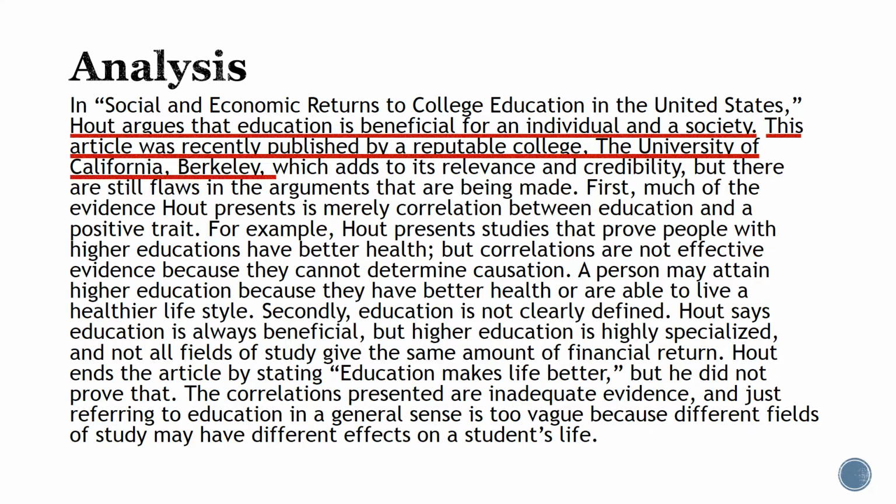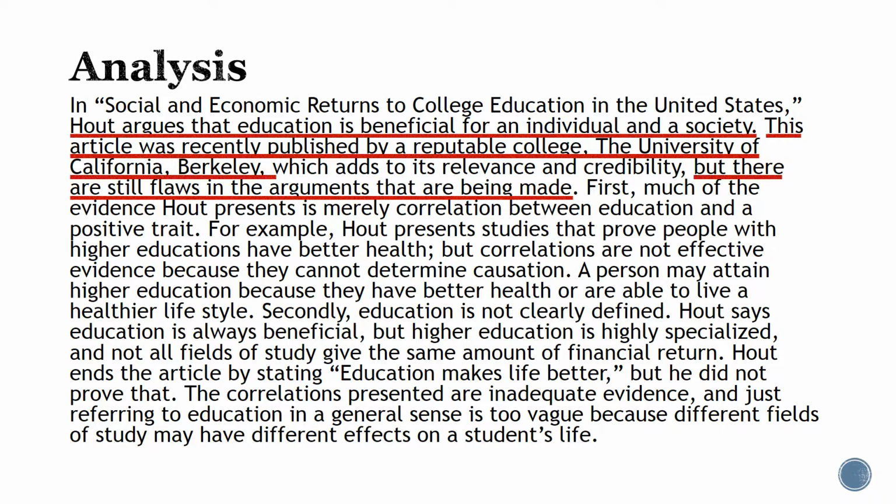From there I say, but there are still flaws in the arguments that are being made, and I point out that it is not sufficient that Hout presents a correlation between education and a positive trait. So in doing that, I was attempting to point out a logical flaw that I saw in his argument, and that is my form of analysis in interpreting the text.